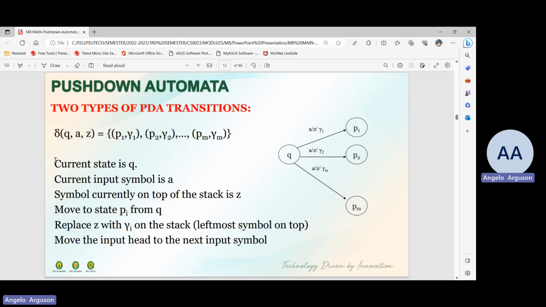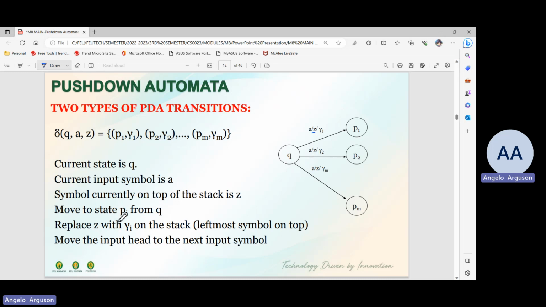So we do first, the current state is Q. Let's point ourselves to this Q. Next, the current input symbol is A. So we represent it with this letter A. Next, moving on, the symbol currently on top of the stack is a Z. So again, we are referring to this letter Z.